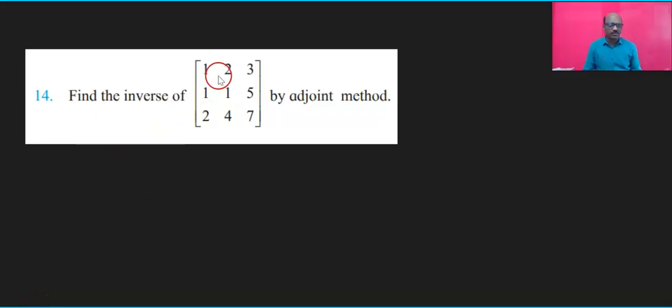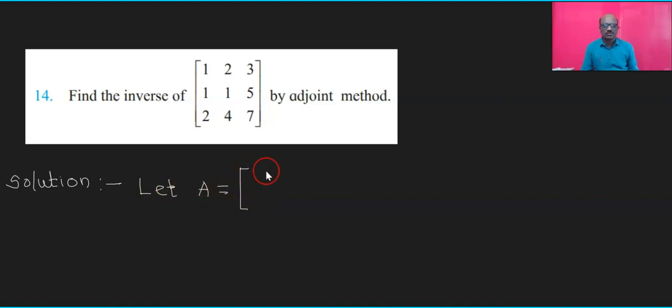Now find the inverse of the matrix [1, 2, 3; 1, 1, 5; 2, 4, 7] by the adjoint method. Let A equal [1, 2, 3; 1, 1, 5; 2, 4, 7]. First of all, find the determinant of this matrix.